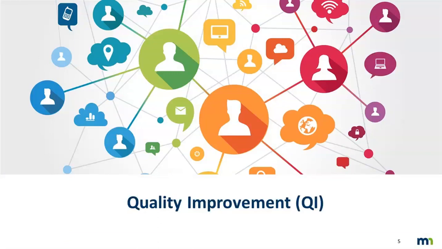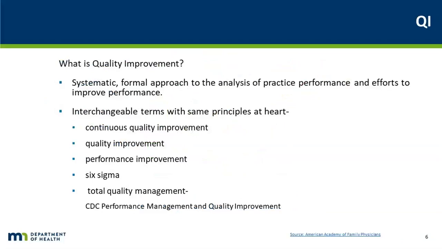Now let's talk about the basics of quality improvement and how QI applies to designation. So what is quality improvement? Well, it's a systematic, formal approach to the analysis of practice performance and efforts to improve performance. CDC describes on their website that hospital programs actually use interchangeable terms for quality improvement with the same principles at heart, such as continuous quality improvement, performance improvement, Six Sigma, and total quality management.